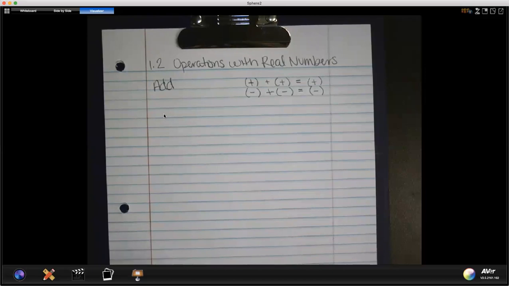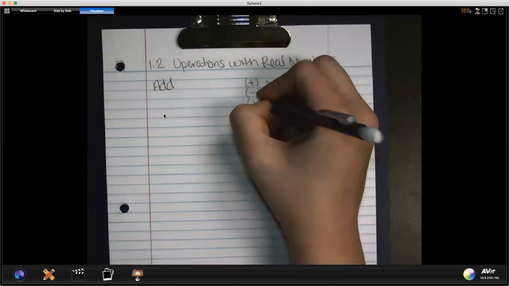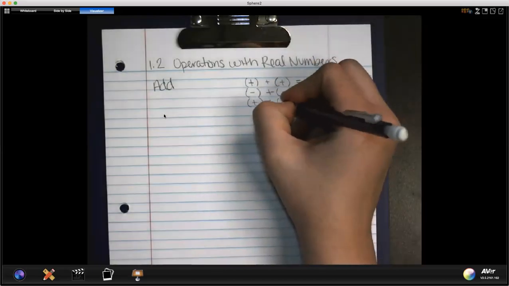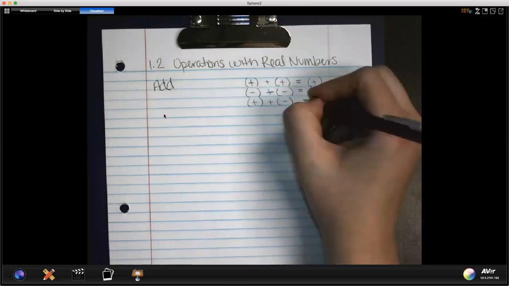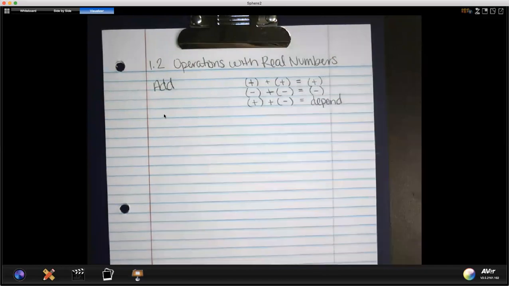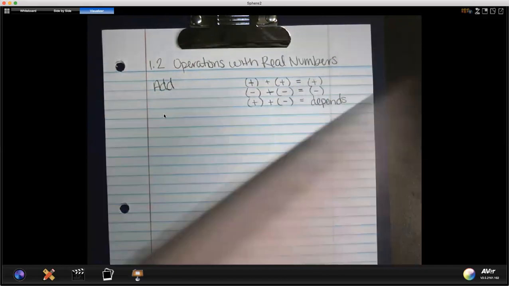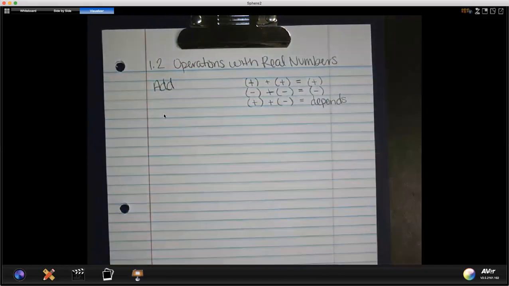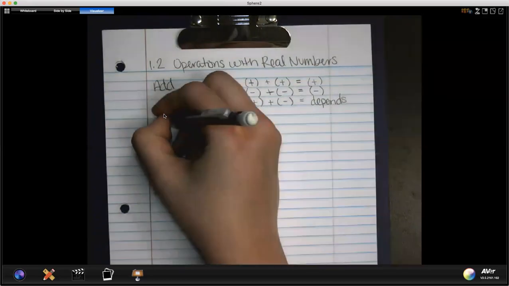What about if I'm adding a positive number with a negative number? It depends on the number. It does depend, okay? It depends on which number is going to have the greater value from 0. All right, so we have our adding rules. Okay, what about subtracting?